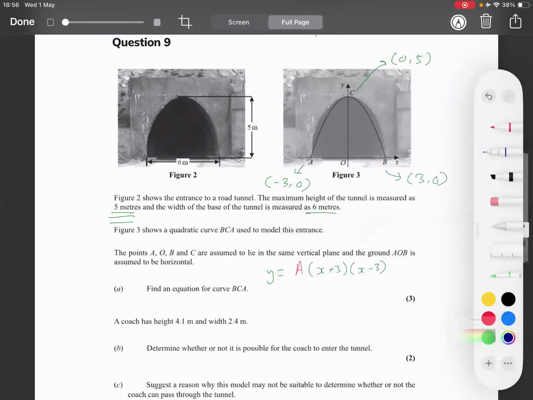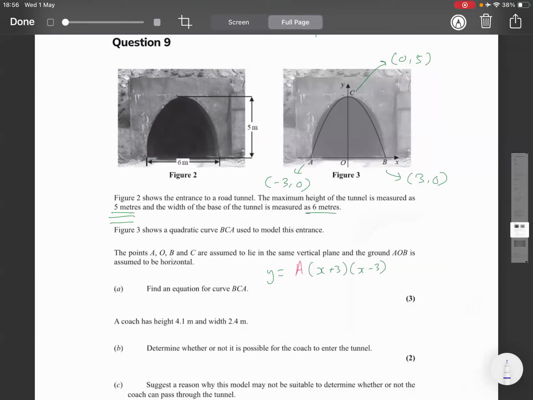So now, if we carry on, we sub in, what do we sub in? 0 comma 5. Yep. So 5 equals a, 0 plus 3 and 0 minus 3. So therefore a equals 5 divided by minus 9. So the equation is y equals minus 5 over 9, x plus 3, x minus 3.